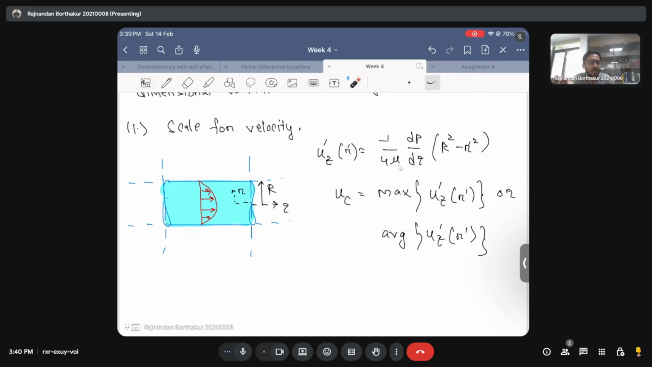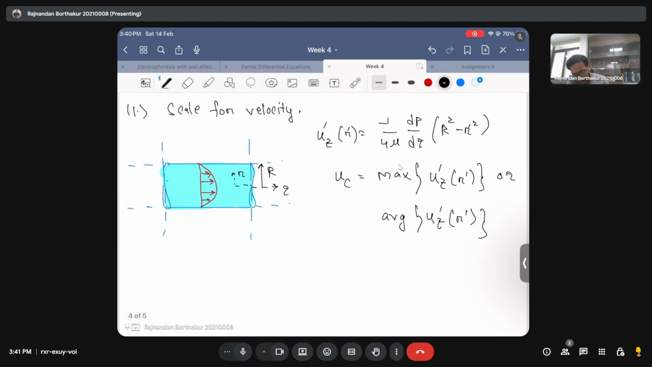Whatever you choose, this is completely up to the user. This is completely up to us basically. For example, if I choose my maximum velocity as the characteristic velocity, this velocity is going to be maximum here, meaning that r is going to be equal to 0. I know that my characteristic velocity is then going to be 1 upon 4 mu dp dz times R squared. This is what is going to be my characteristic velocity.